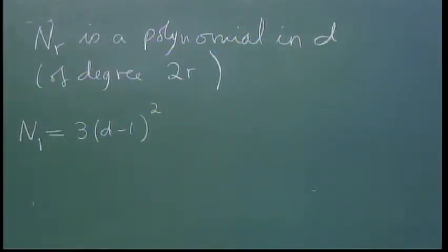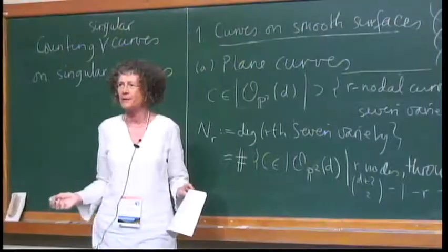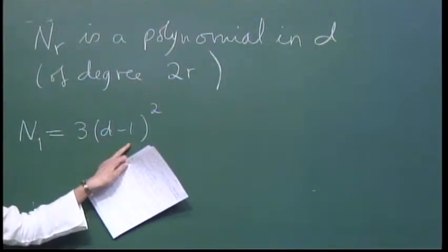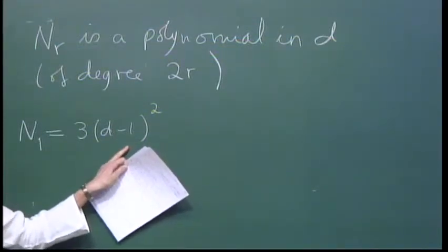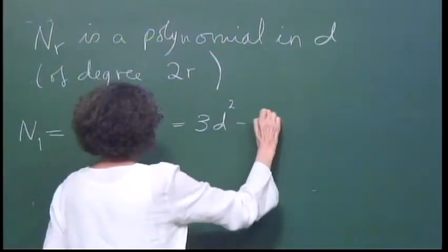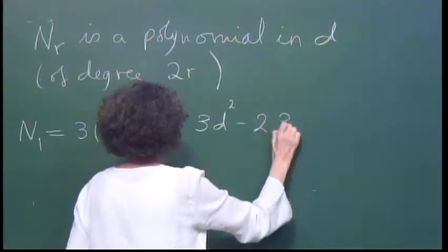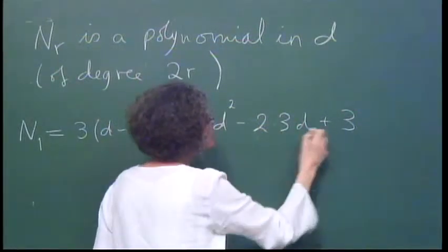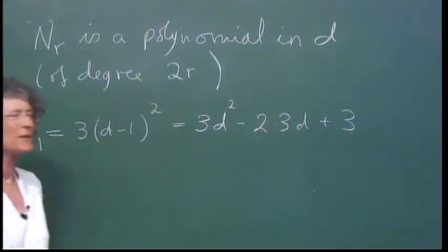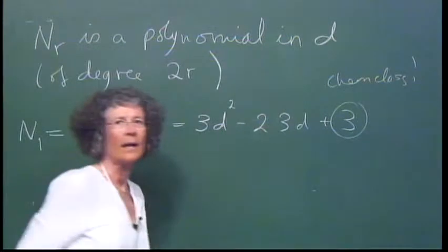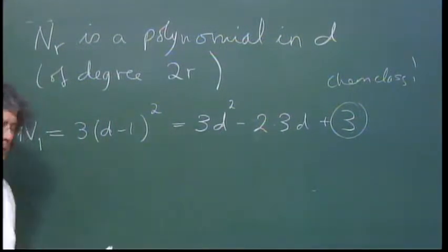And actually, from my point of view and in this talk, this is not the way to write it. It looks very nice. It has 3 as a factor. That's by accident. It's 0 for d equals 1. That's not an accident. If you have a pencil of lines, you have no singular fibers. But actually, you should think of this as 3d^2 minus 2 times 3d plus 3. And these two 3s actually have something in common. This is actually a Chern class. And it has nothing to do with this 3. But we'll come back to that.